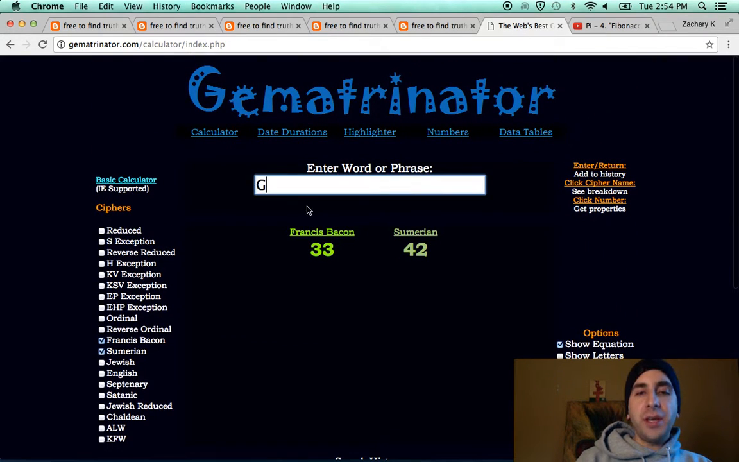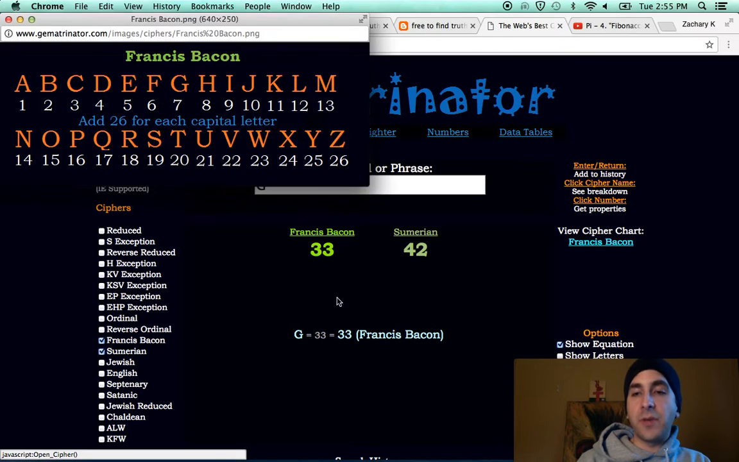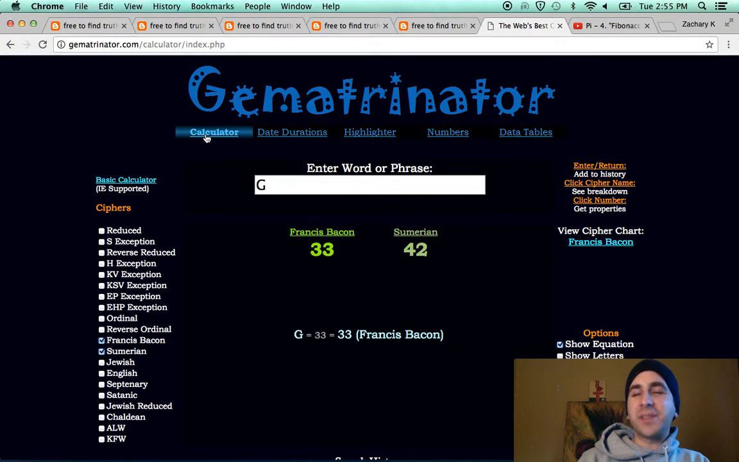The letter G in Francis Bacon represents 33. The letter G in Sumerian represents 42. Francis Bacon makes lowercase letters A through Z equal 1 through 26 and uppercase A through Z 27 through 52. You know, we can use the cipher and it shows us. Or it looks, oh, he just wrote it in here. Add 26 for each capital letter. Okay. But that's the way it works. Uppercase A through Z 27 through 52. Lowercase a through lowercase z 26.